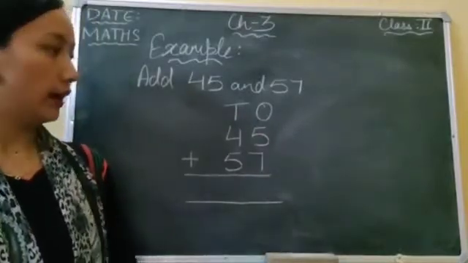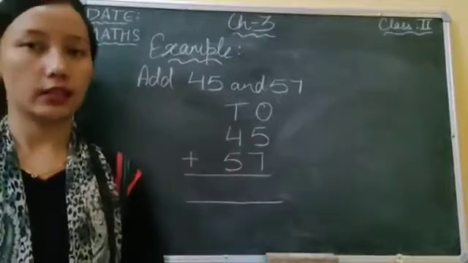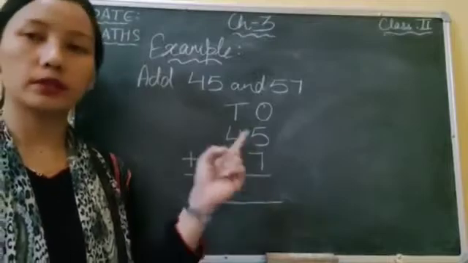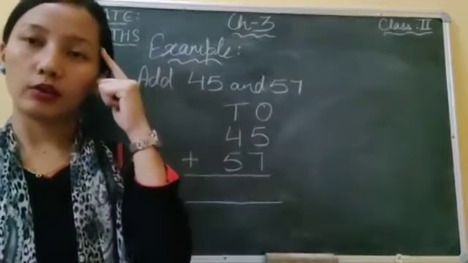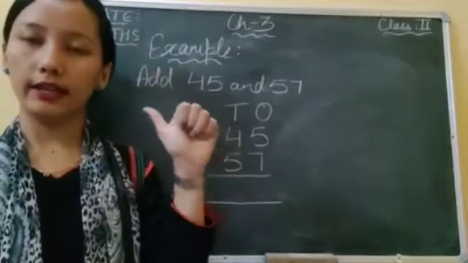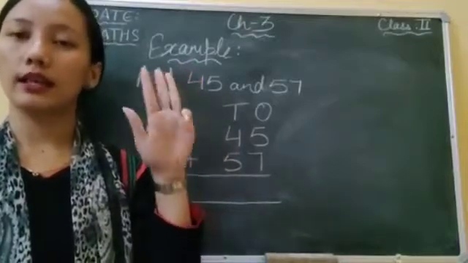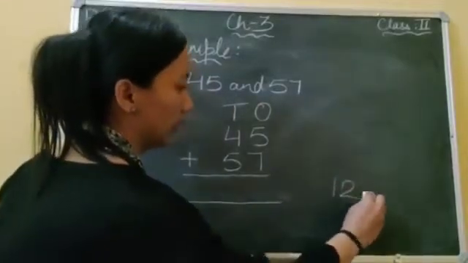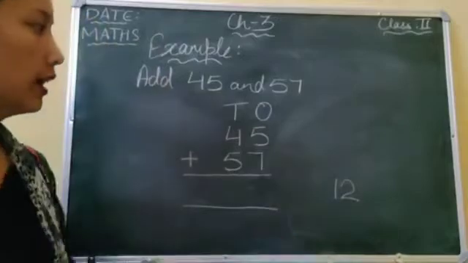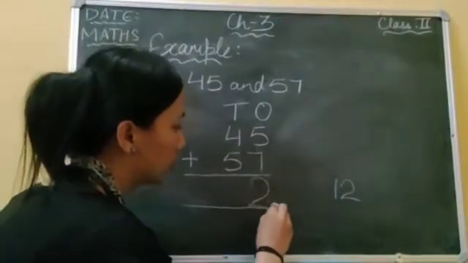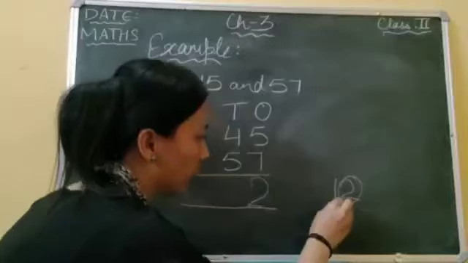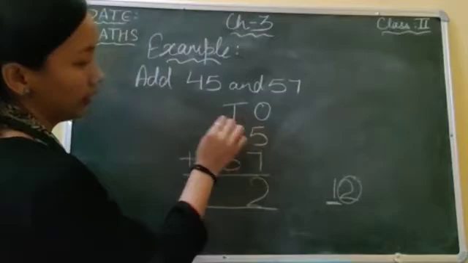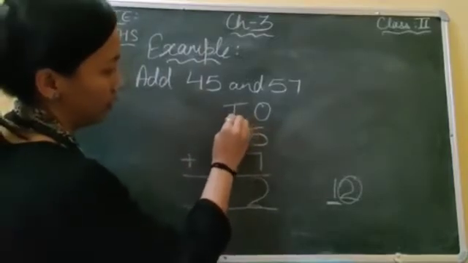Now add 5 plus 7. Keep the bigger number in your head, 7, and count to 5. 7, 8, 9, 10, 11, 12. Here we have 12, right? Now write 2 under the ones place. Okay. Now this 1 ten, carry this 1 ten to the tens column here. 1.